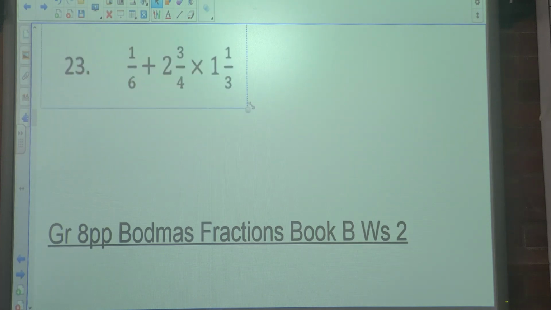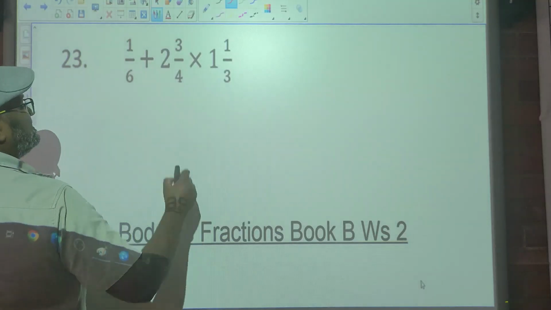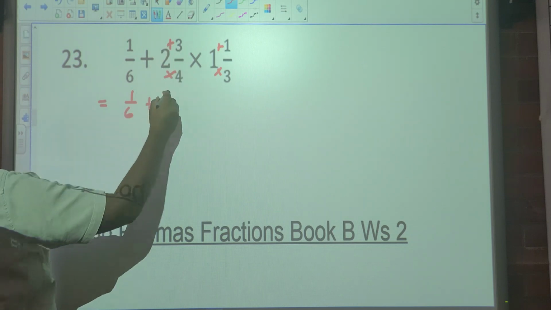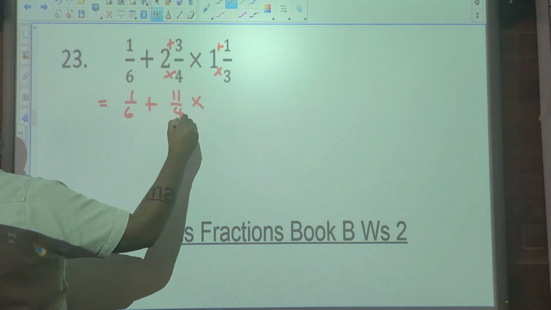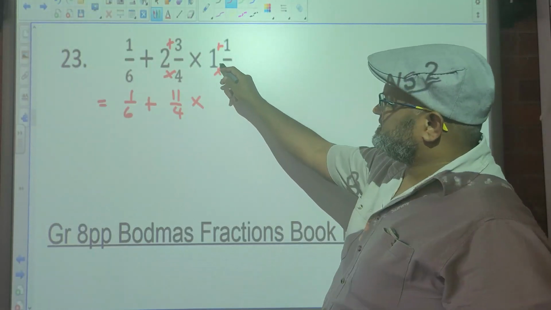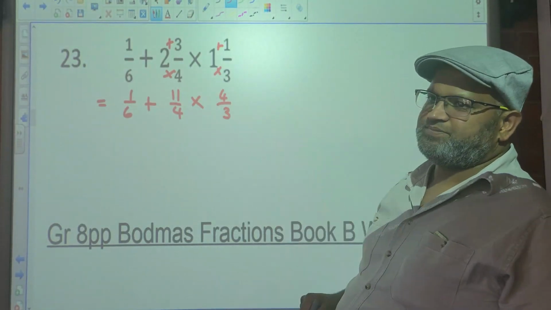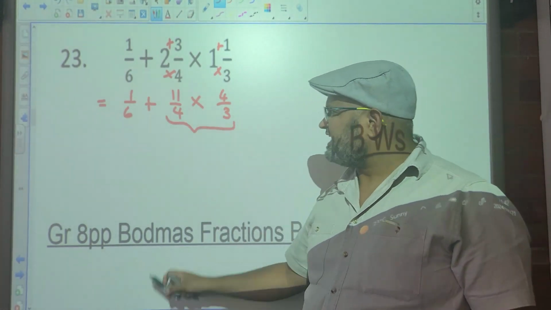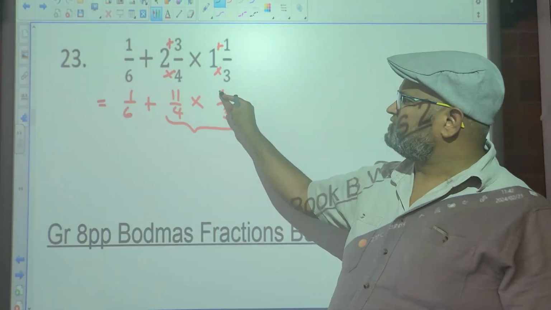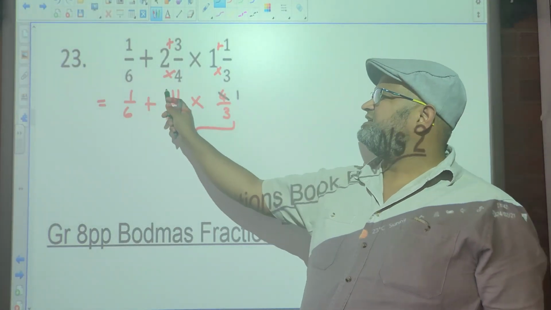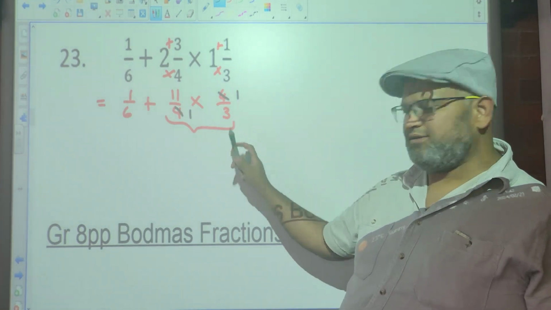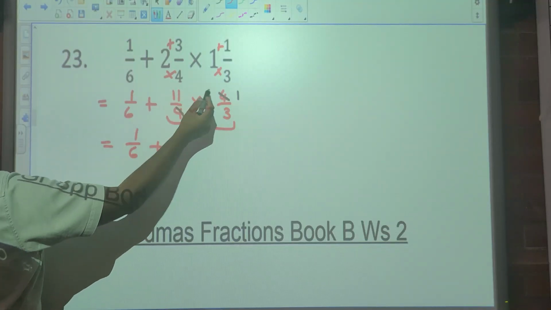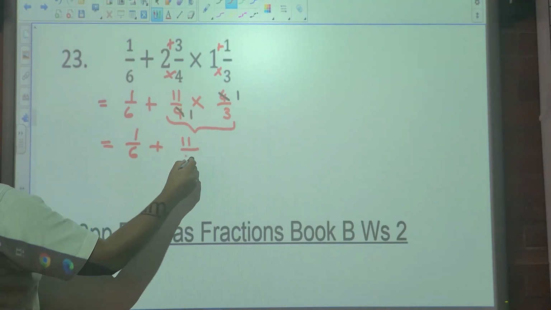Number 23. We're going to change to improper fractions first. So it's going to be 1 over 6 plus, that's 8 plus 3 is 11 over 4 multiplied by 1 times 3 is 3 plus 1 is 4 over 3. So what must be done first? Multiplication. Is there anything you can cancel here? Yes. 4 going into 4 once, 4 going into 4 once. Anything you can cancel here? No. Okay? So that's simply going to be 1 over 6 plus 11 times 1. It's 11 over 1 times 3 is.